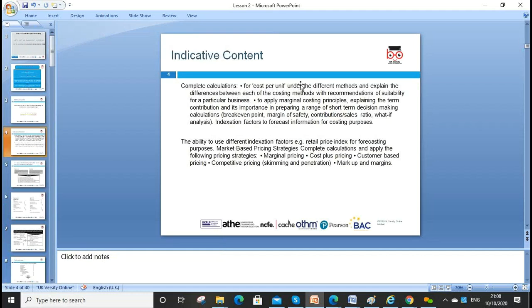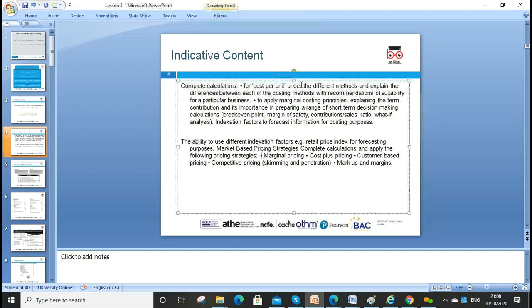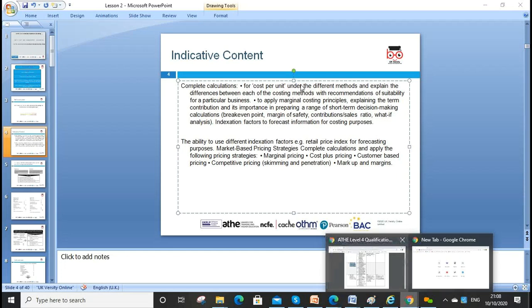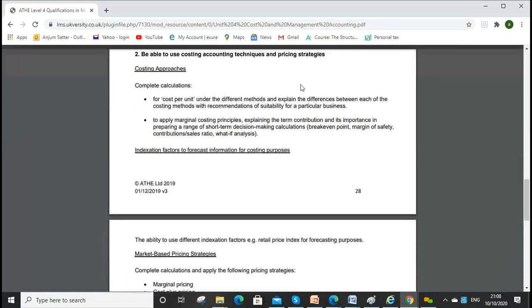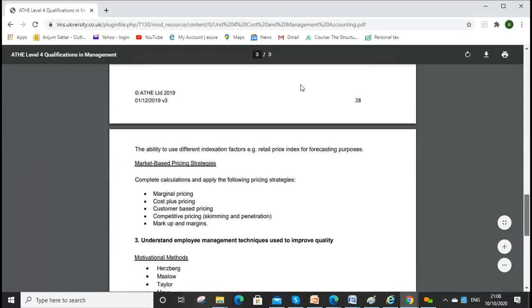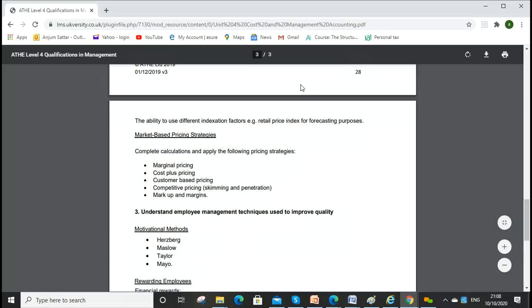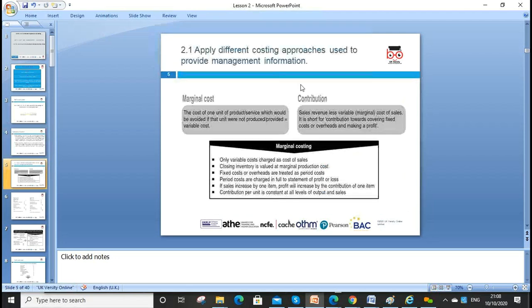Today's lesson's indicative content is to complete the calculation of cost per unit under the different methods, which we discussed in lesson one as well. We'll go through the pricing strategies such as marginal pricing, cost plus pricing, customer price pricing, markup and margin. That will be the key focus of today's lesson. You will see the costing approaches, indexation, that's the key element, and market based pricing will also be a focus of today's lesson. Let's now move back to our lesson slides.